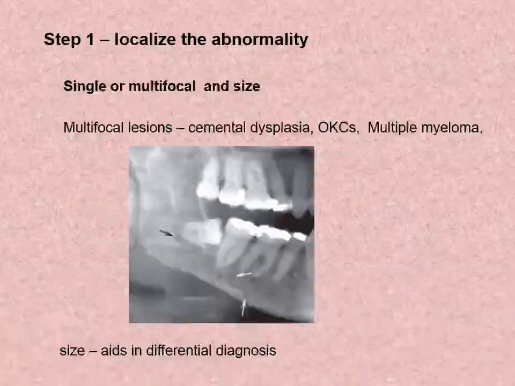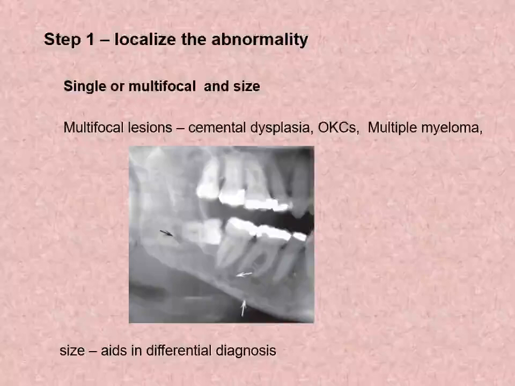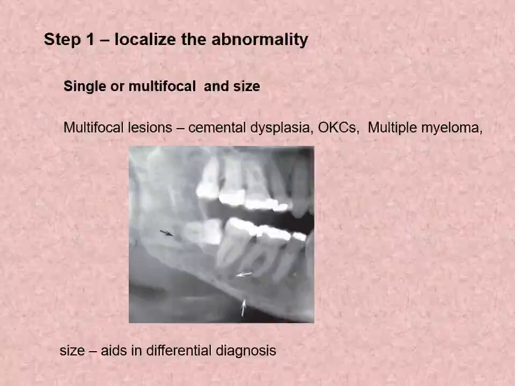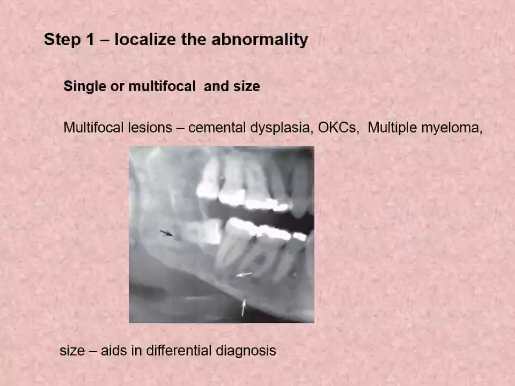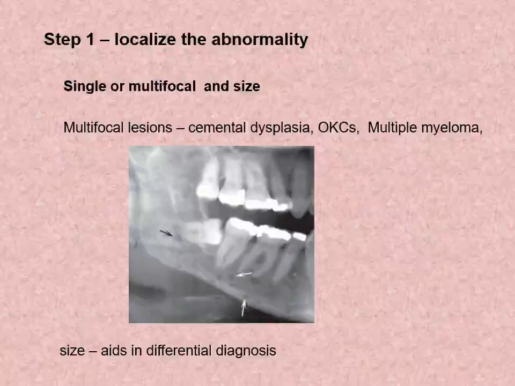Next, single or multifocal. If a lesion is single, all of us know that is usually an inflammatory or benign lesion. There are some multifocal lesions, as seen with the image down there with the white and black arrows. That is a lesion arising at multiple focal points. The most common examples are segmental dysplasia, OKCs, and multiple myelomas.